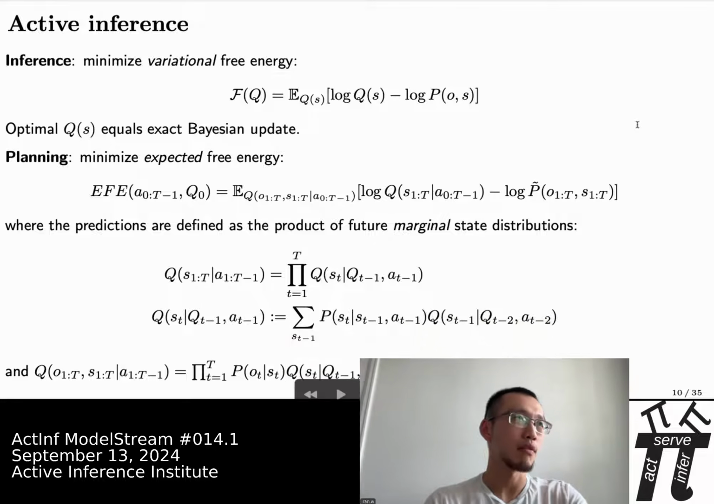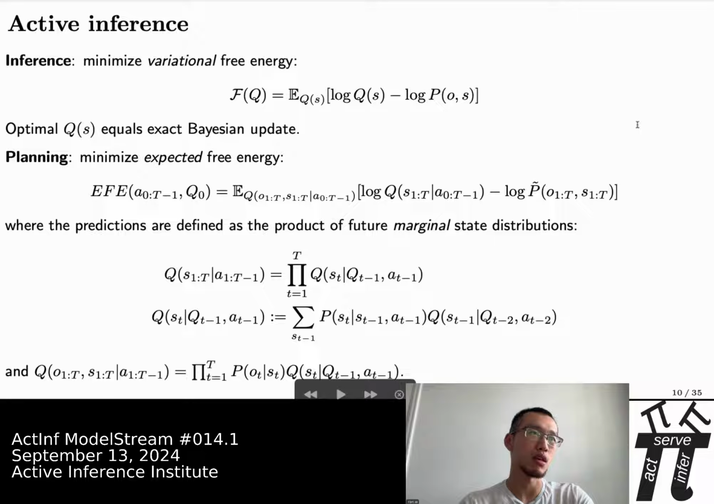So then we have active inference, which, similar to the canonical POMDP framework, has an inference step and a planning step. The difference between active inference and the regular POMDP is that instead of performing exact Bayesian update, we'll perform variational updates. But from the variational inference literature, we know that if the variational distribution Q of S is chosen appropriately, then it would have to be equal to the exact Bayesian update. So this doesn't really introduce too much difference from the classic POMDP framework.